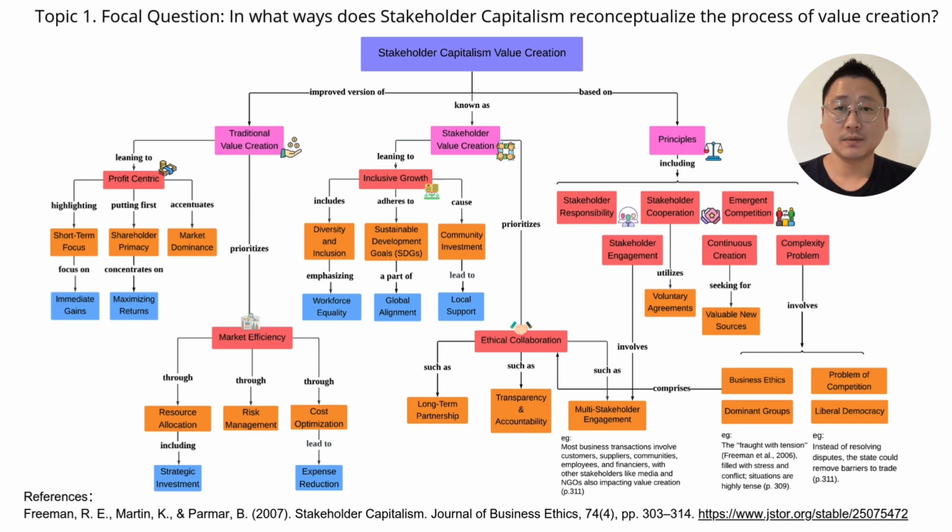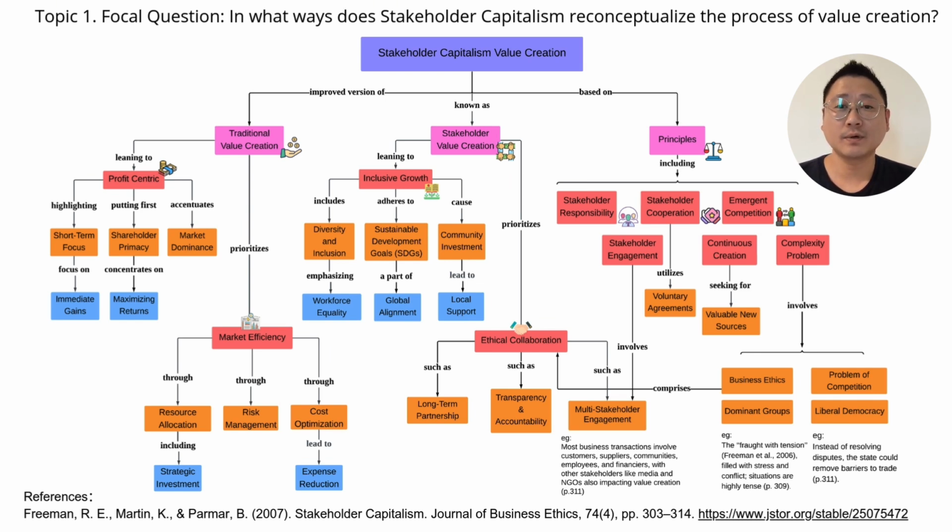Second, the problem of the dominant group. In traditional capitalism, companies often prioritize investors at the expense of other stakeholders. Freeman critiques this approach, highlighting that focusing solely on one group can harm employees, communities, and the environment. For long-term success, it's crucial to balance the interests of all stakeholders.